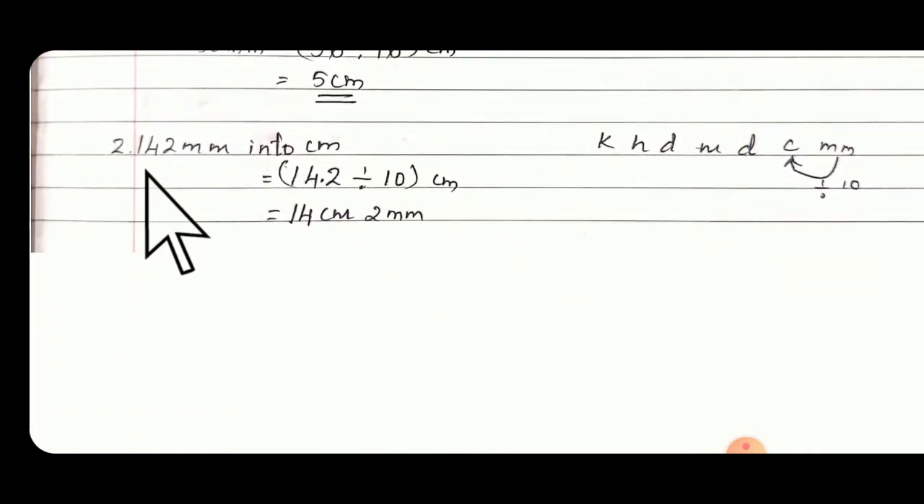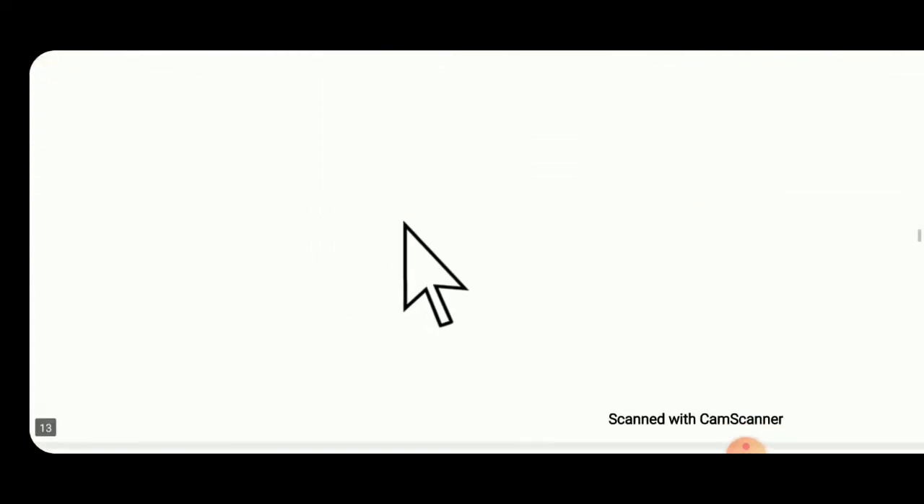Question number 2. 142 millimeter into centimeter. Write down the sentence: King Henry died, mother didn't cry much. So again, mm to cm we went. That means divide by 10. If you divide by 10, 14 centimeter and 2 millimeter will be the answer.